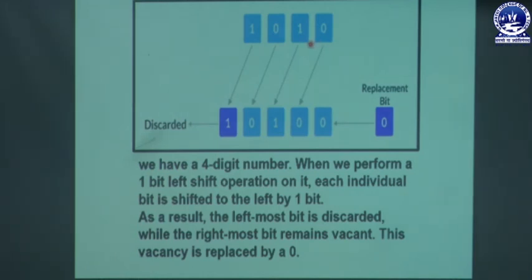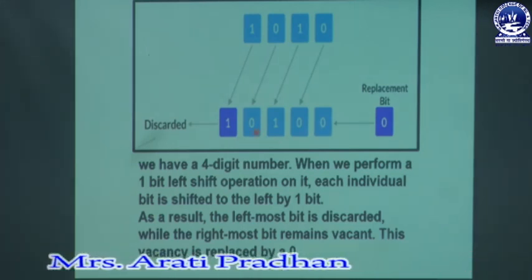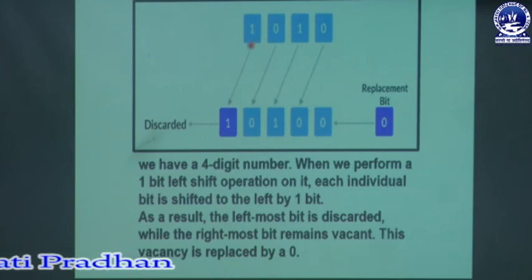Then in this case, all bits are shifted towards the left by 1 and the leftmost bit is discarded. The rightmost bit which is vacant, the replacement bit will be placed with 0 value. Here the original value is 1010 and by using left shift by 1 bit we will get output 0100. This bit will be discarded.